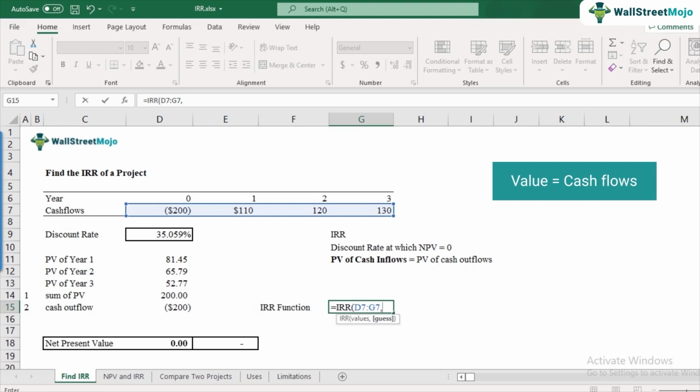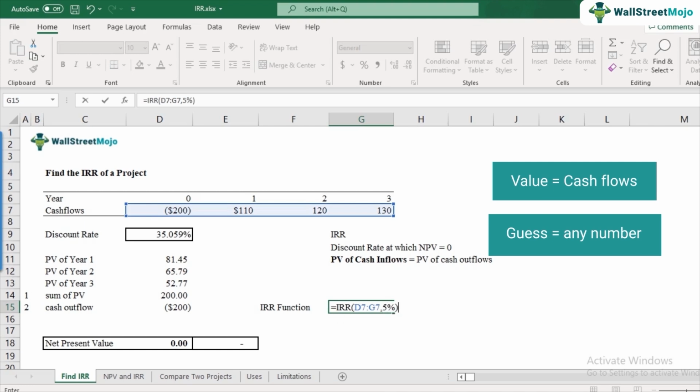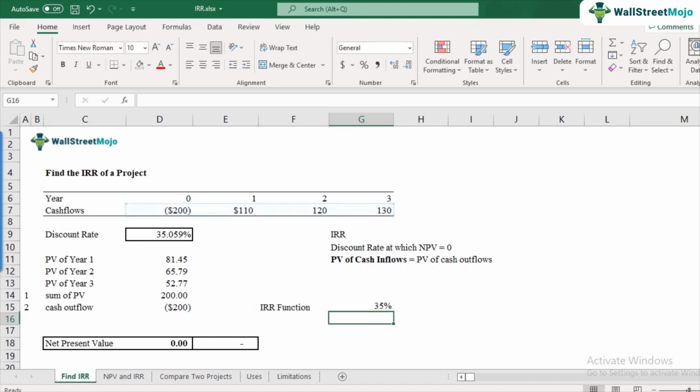What do we mean by guess? You remember we started the discount rate with 10% and then slowly moved towards the internal rate of return finally. Likewise, Excel also requires a guess to start with. It can be 5%, 2%, any number that should be a positive number. Let me start with 5% as a guess, and you just press enter. All the iterations which we did here will be done by Excel. Let's see the answer.